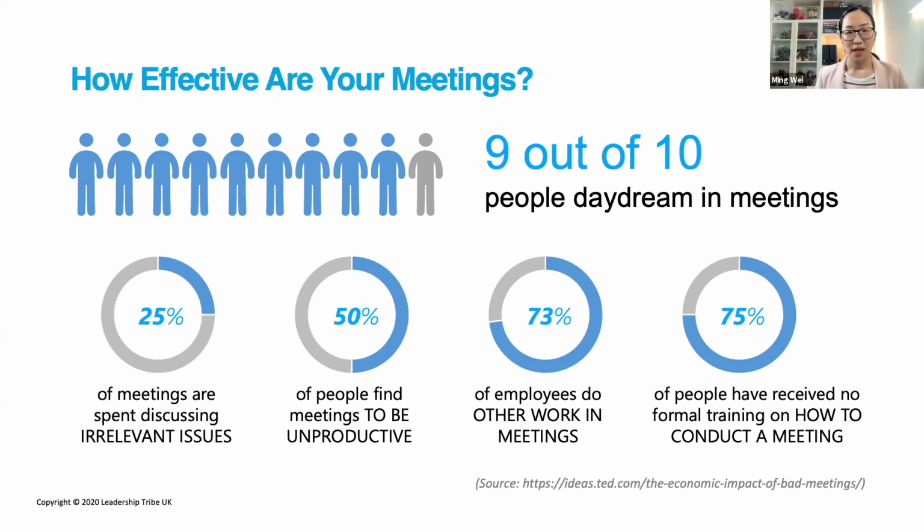And the last one here, which we provided, is that 75% of people have received no formal training on how to conduct meetings. So for people who don't know how to leverage the best of the facilitator stance, how to best leverage the competencies and the processes, can we blame them? The answer is we cannot, because people don't know what they don't know. If only they knew better, they would have made a different choice.